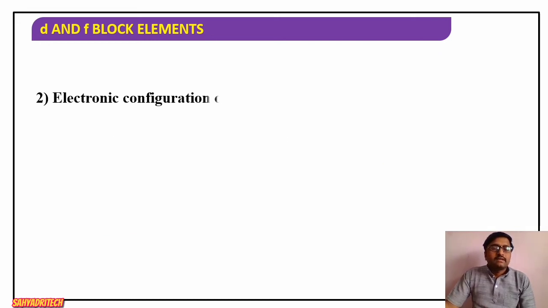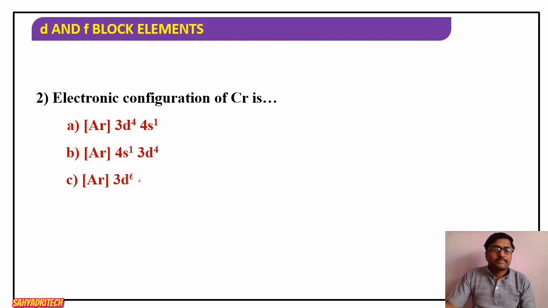Next one: the electronic configuration of chromium is, argon 3d4 4s1, argon 4s1 3d4, argon 3d6 4s0, argon 3d5 4s1. So what is the correct configuration? Argon 3d5 4s1 is the right configuration of chromium.